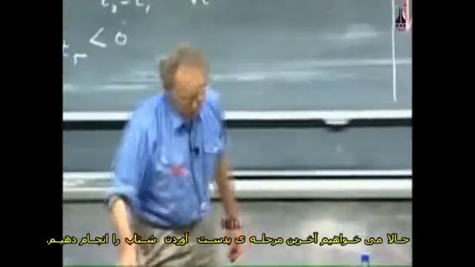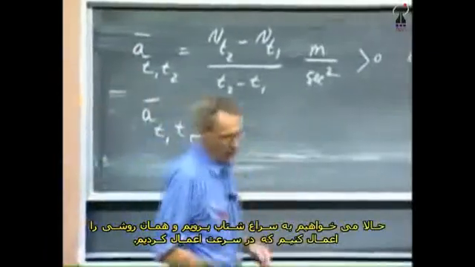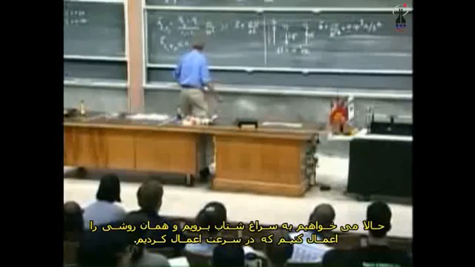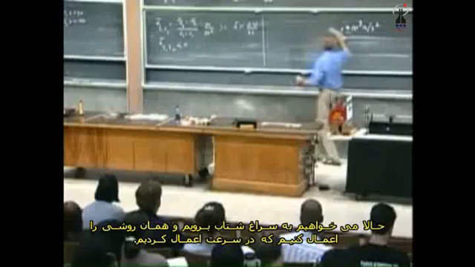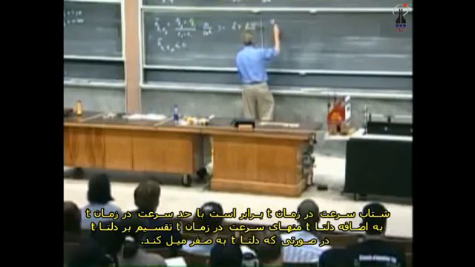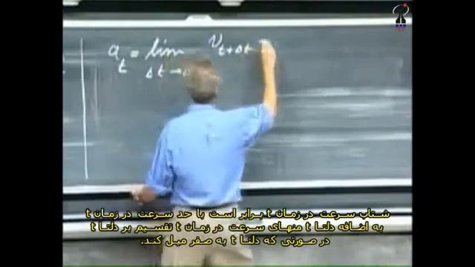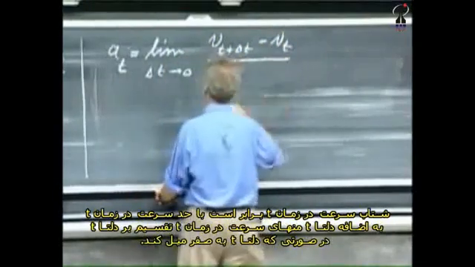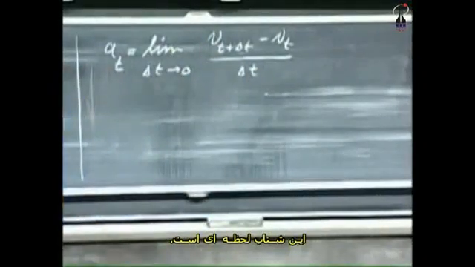We now want to make one last step from average acceleration. We want to go to the acceleration at any moment in time, just the way we did with velocity. And that now is a natural step. The acceleration at any moment in time would be the limit for delta t goes to 0 of v measured at t plus delta t minus v at t, divided by delta t. So that is the instantaneous acceleration.